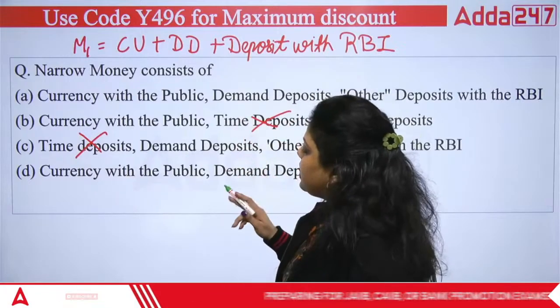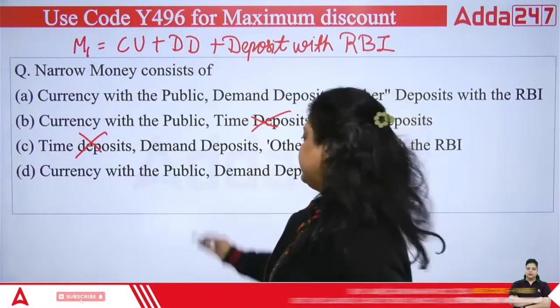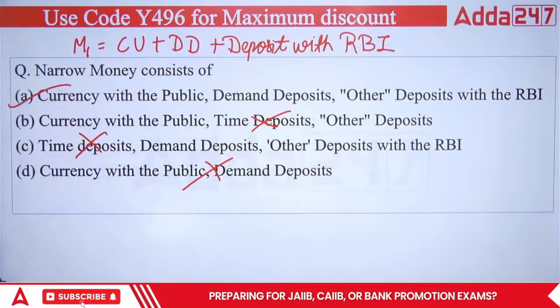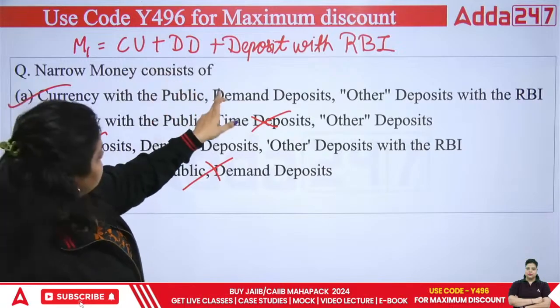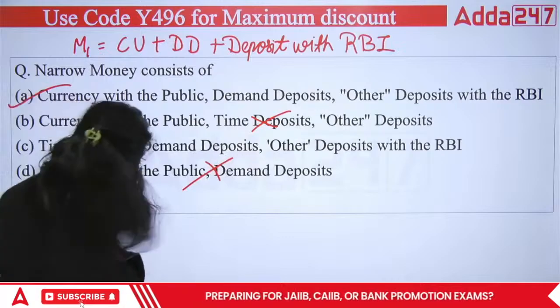The third one is talking about currency with public and demand deposit, but it is not talking about the deposit with RBI, so it cannot be true. So right answer is A. The currency with public, notes or coins, that we can represent with CU, currency unit, then demand deposit, CASA, and then deposit with RBI. So your right answer is A.